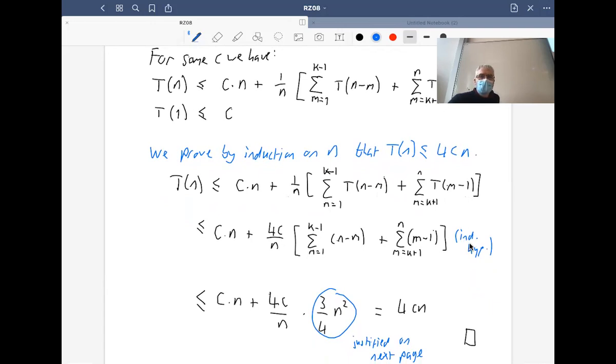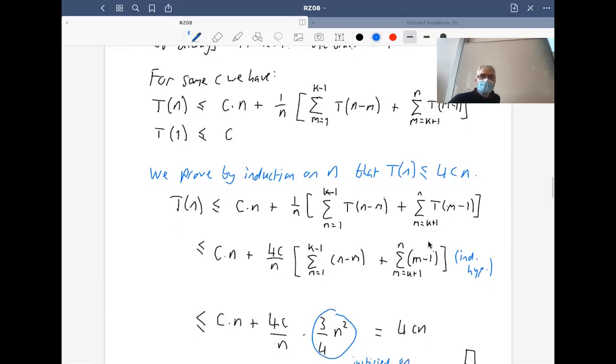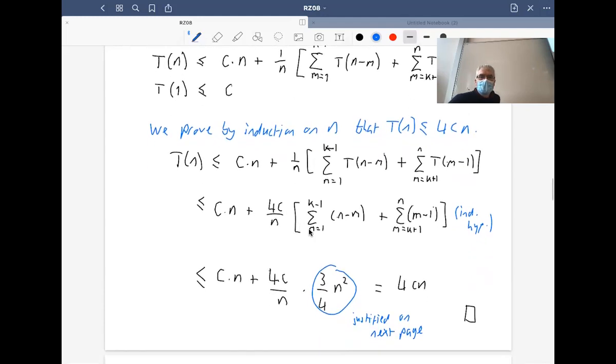And by the induction hypothesis, n minus m and n minus 1, these are all smaller numbers than n. So by induction hypothesis, we can use that T(n minus m) is less than or equal to 4 times c times (n minus m), and T(n minus 1) is less than or equal to 4 times c times (n minus 1). So then we can pull the 4 times c out, and we get cn plus 4c over n times the sum from 1 to k minus 1 of n minus m plus the sum from k plus 1 to n of m minus 1.